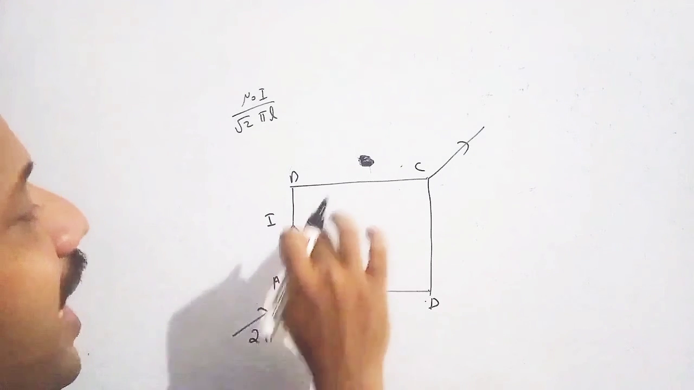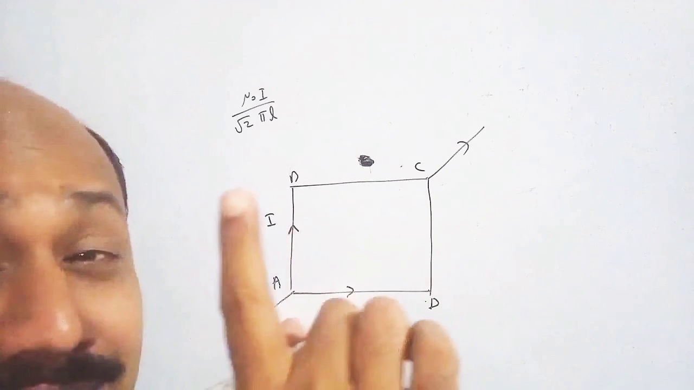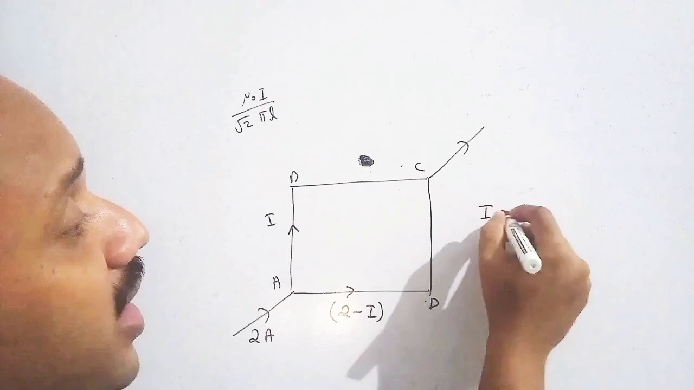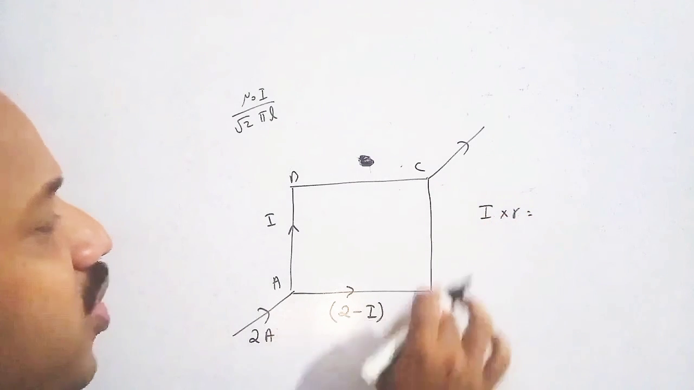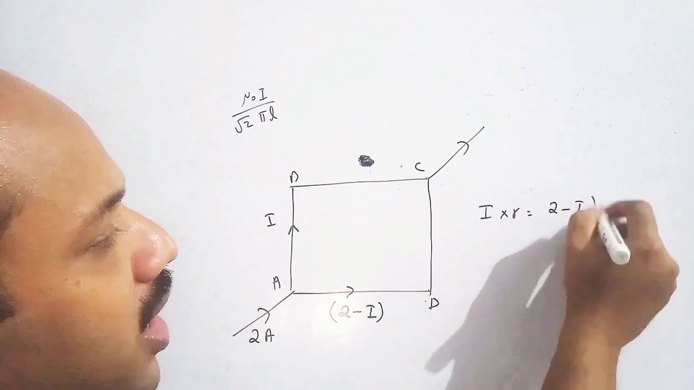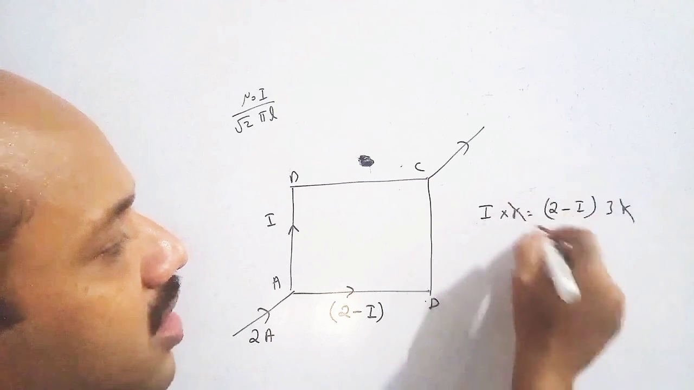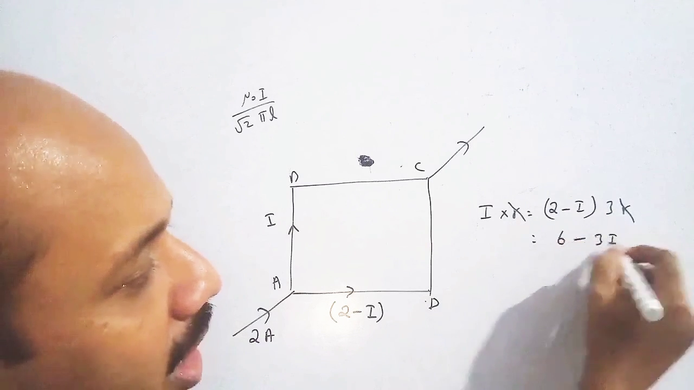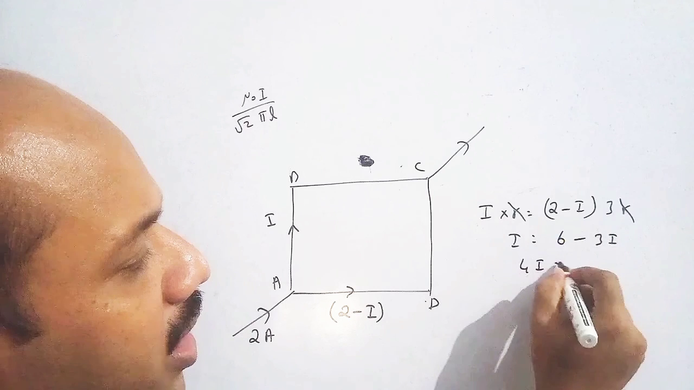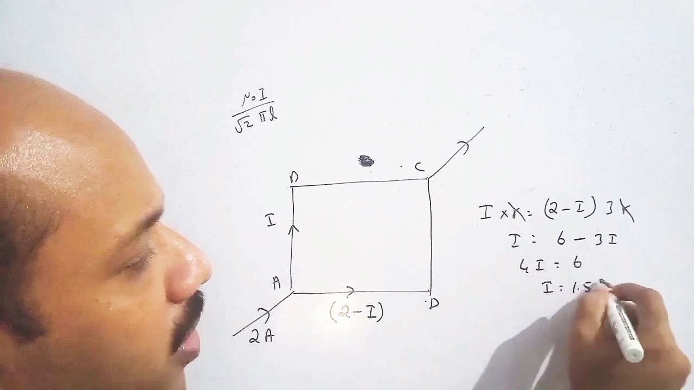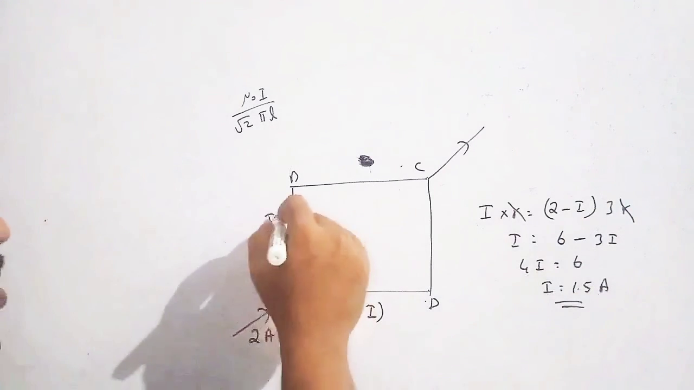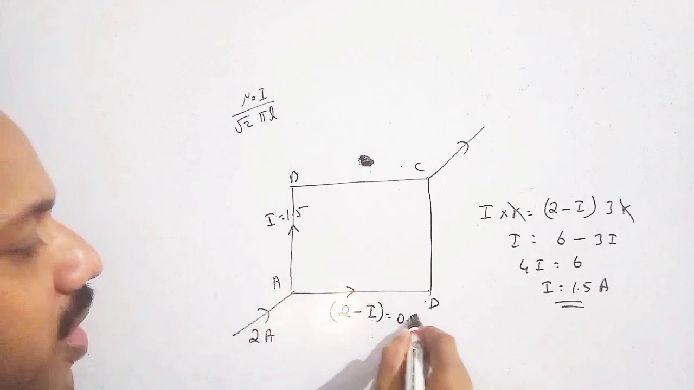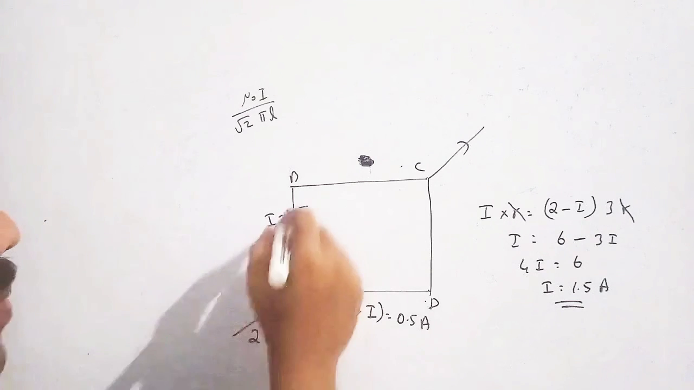We know that ABC and ADC are two wires connected in parallel. Then their voltage should be the same. Voltage across ABC is I into its resistance R. Voltage across ADC is the current 2 minus I and the resistance 3R. R got cancelled. On multiplying, we get 6 minus 3I. On taking this, 4I is equal to 6, therefore I is equal to 1.5 ampere. Therefore this one is 2 minus I, that is 0.5 ampere. So 1.5 ampere and 0.5 ampere.